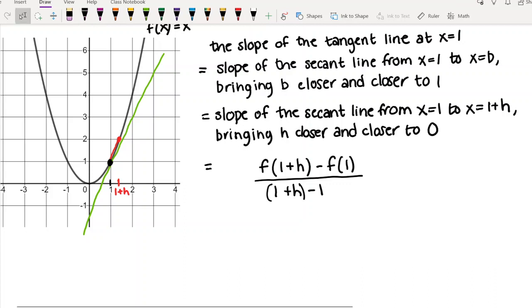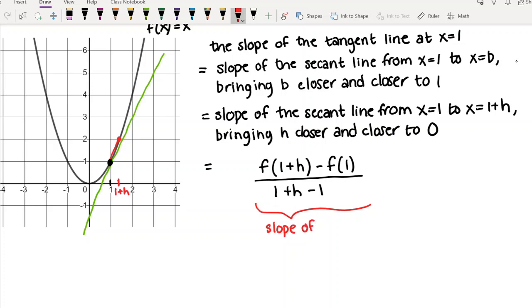1 plus h is one of those x values, and then 1 is the other x value. So this part here is the slope of the secant line from x is equal to 1 to x is equal to 1 plus h. And then again, we're going to leave some space because we're going to add in this limit idea, but I just want to simplify this a little bit.